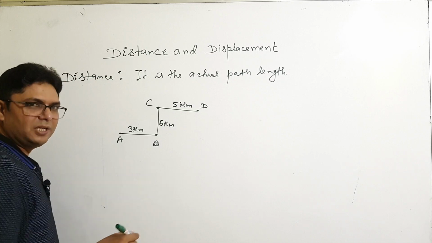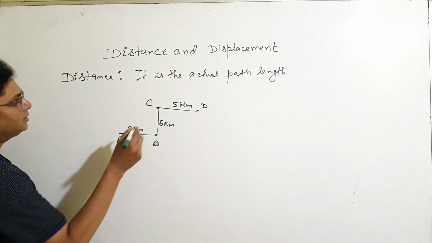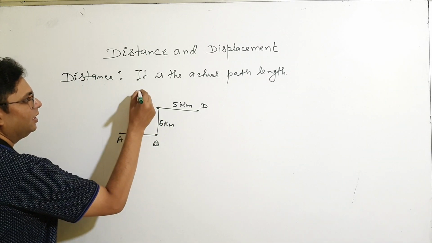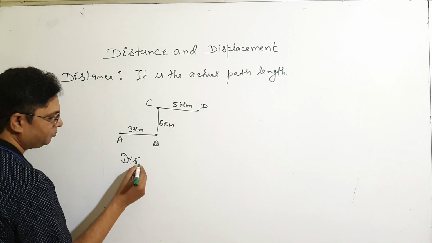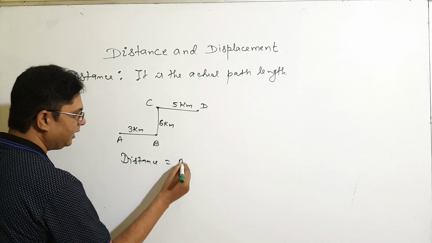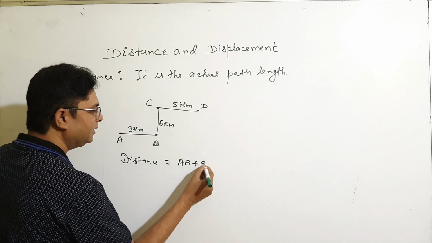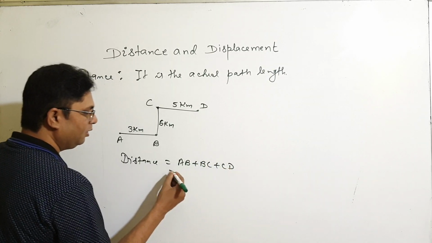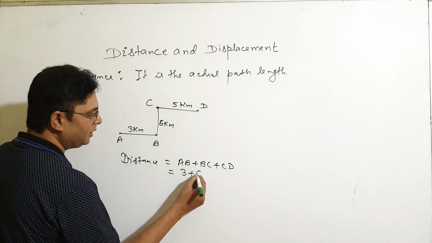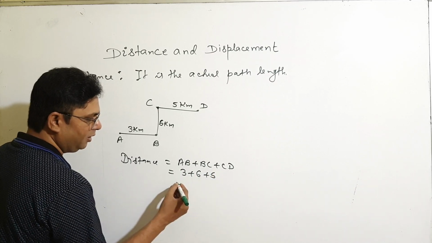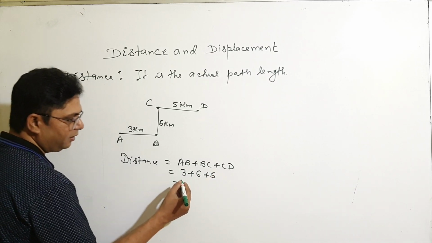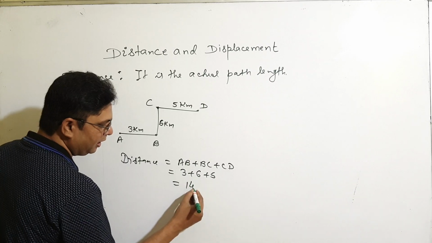Then what is your distance? Then your distance is AB plus BC plus CD. So this is 3 plus 6 plus 5, which is 14 kilometer.